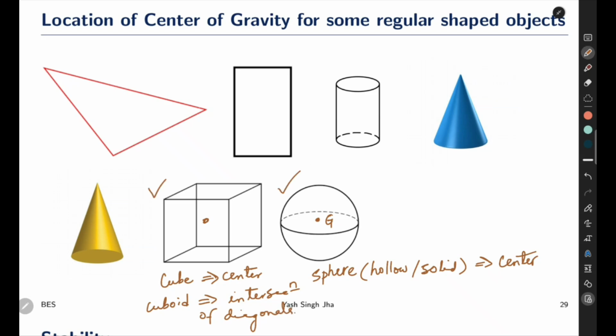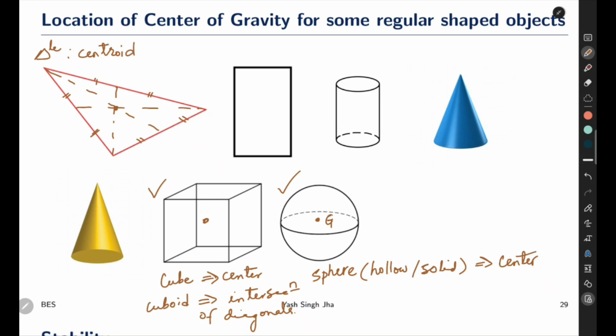Let's see what it is for a triangle. For a triangle, it is the intersection of its medians, the centroid. Suppose you draw a line from every vertex to the midpoint of the opposite edge. That intersection is the centroid. For any triangle, the centroid is the center of gravity.